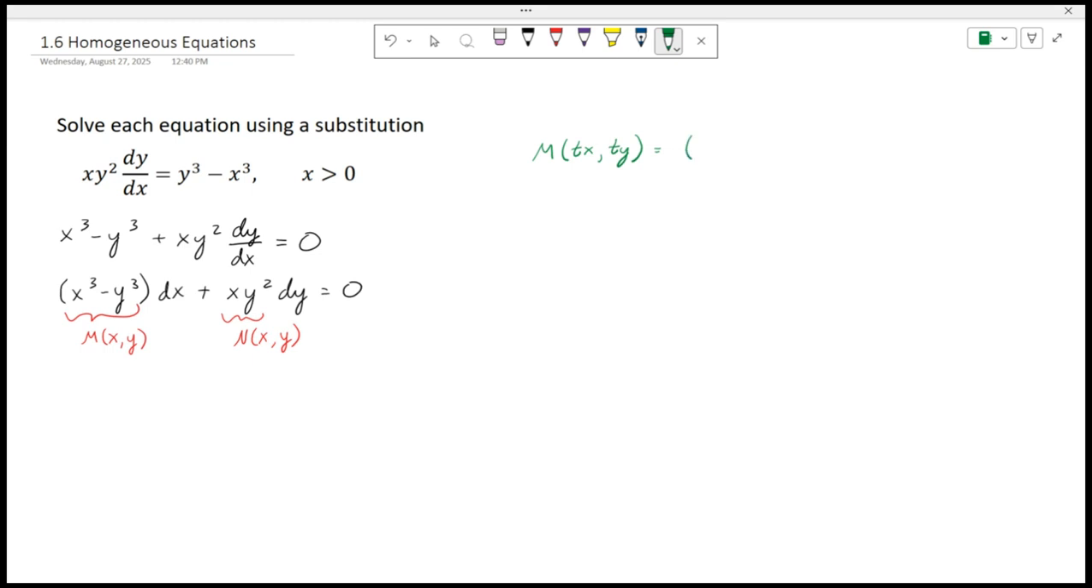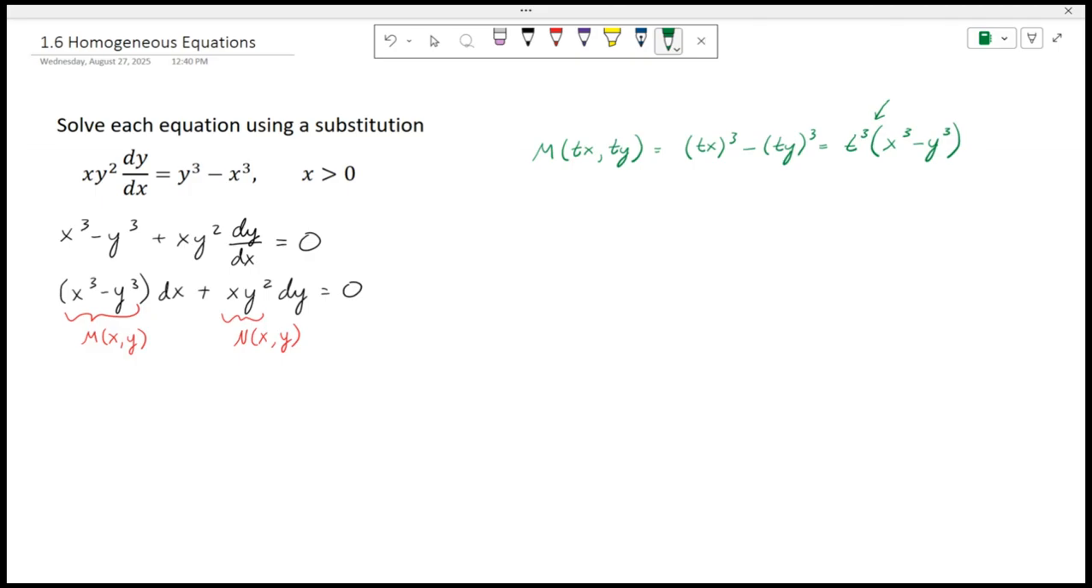So for this first one, that's going to be (tx) cubed minus (ty) cubed. And I can distribute that to be t cubed x cubed minus t cubed y cubed, which allows me to factor a t cubed out of everything. So I get t cubed times the quantity x cubed minus y cubed. So in fact, now I was able to pull out all the t's, and I just have t to the third power times the original function M. So this is a homogeneous function of degree 3, since I was able to pull out a power of 3 for the t.